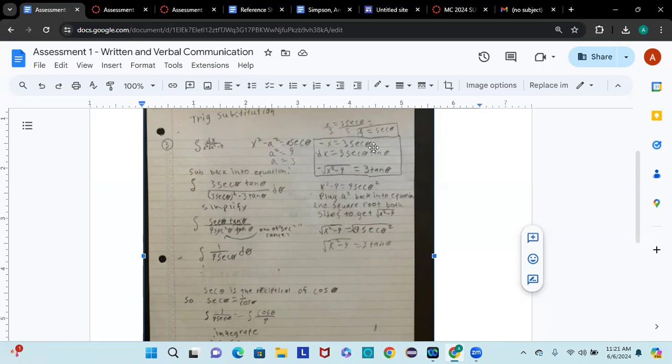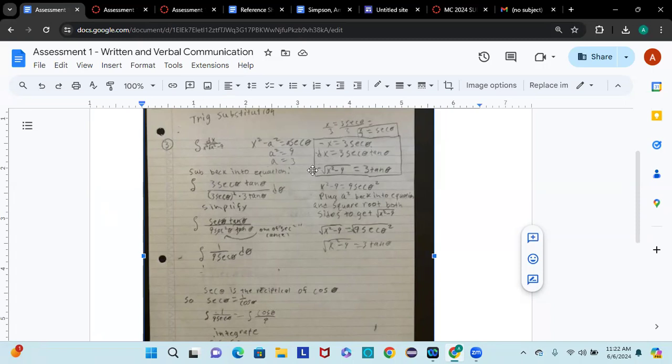And now I got x over 3 was equal to secant theta. I was able to get that by dividing, because I knew x was equal to 3 secant theta. So I just simply divided 3 from here, from both sides. And then I was able to get x over 3 equal to secant theta.